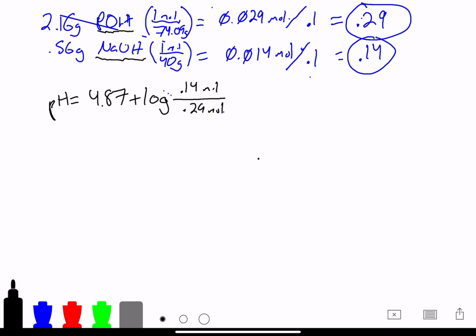So now we're ready to punch this in our calculator. We got 4.87 plus the log of 0.14 divided by 0.29, and we find we have 4.55. And that's our pH. And that is the answer for number 9.